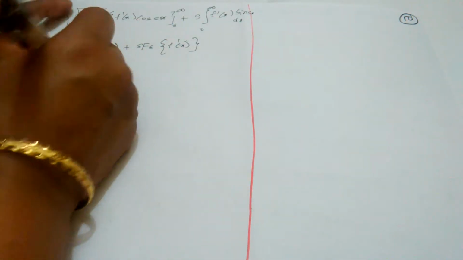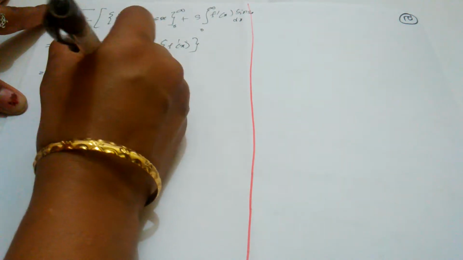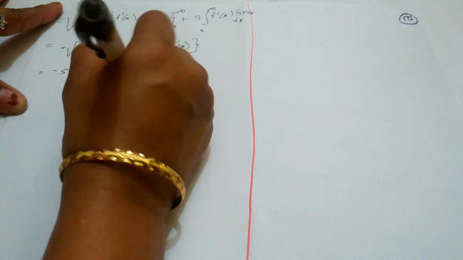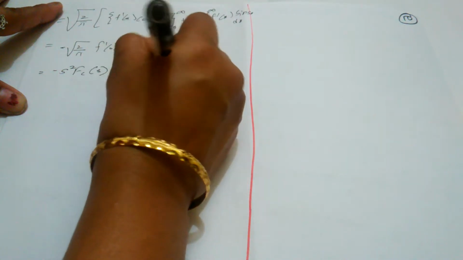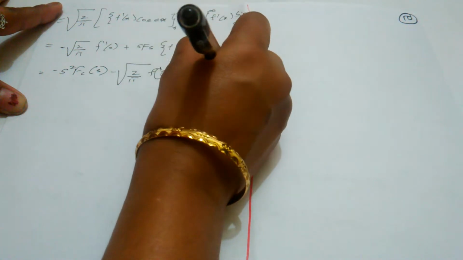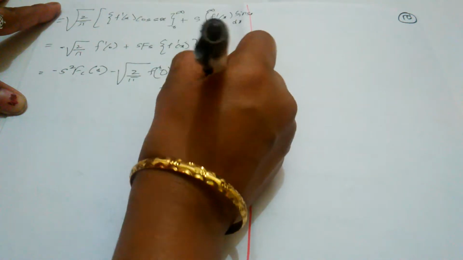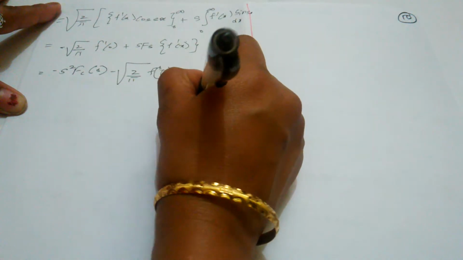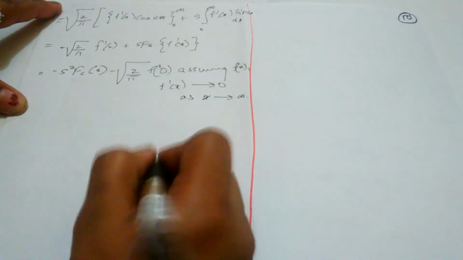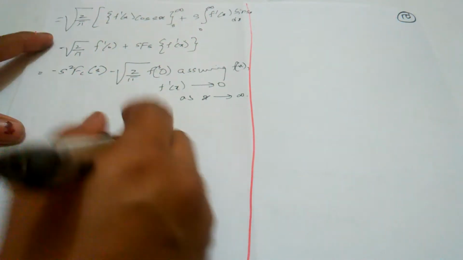So this equals minus s squared F_c of s minus square root of 2 by pi f dash of 0. So assuming what we have assumed, f of x and f dash of x tend to 0 as x tends to infinity. Okay, I hope this part is also clear.